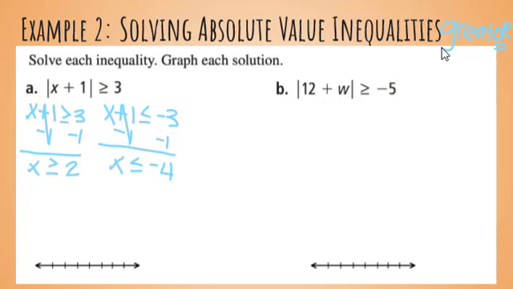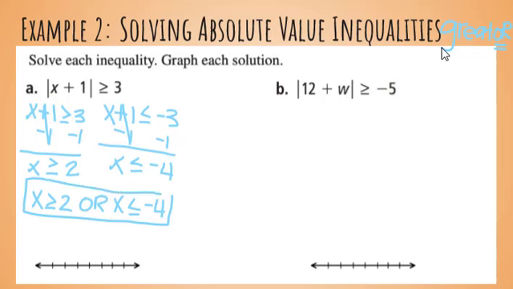And again, this is an or, so we need to have an or in our answer. So we have x is greater than or equal to 2, or x is less than or equal to negative 4. So we are going to make our graph. Here's my negative 4. Here's my 2. Negative 4 has a closed point because it's equal to. 2 has a closed point because it's equal to. And this is an or, and ors shade apart. So here is our graph.